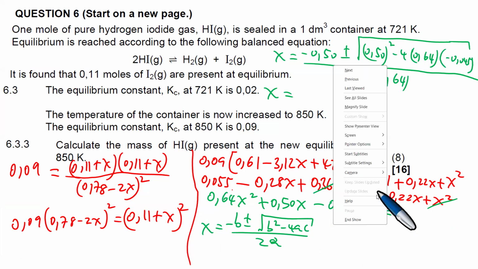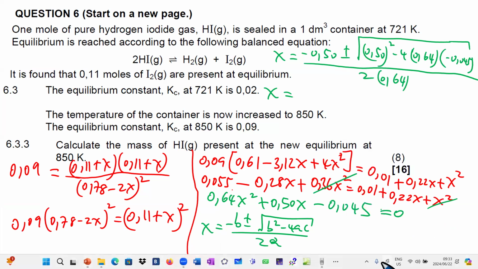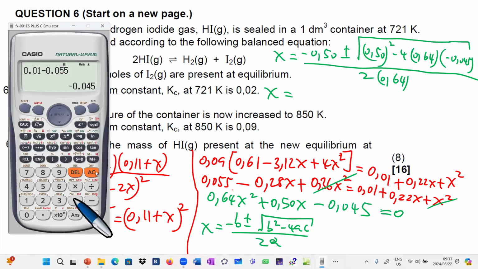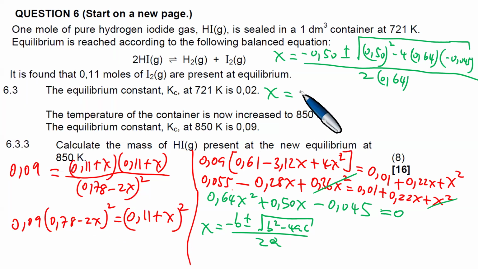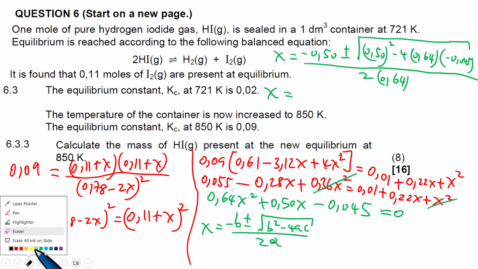Now, let's just do everything under the square root. Under the square root, we have 0.5 squared minus 4 times 0.64 times negative 0.045, which is 0.3652.